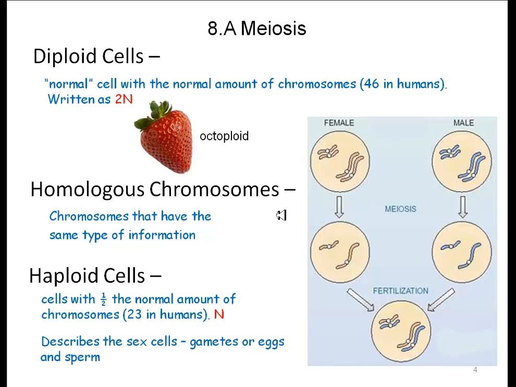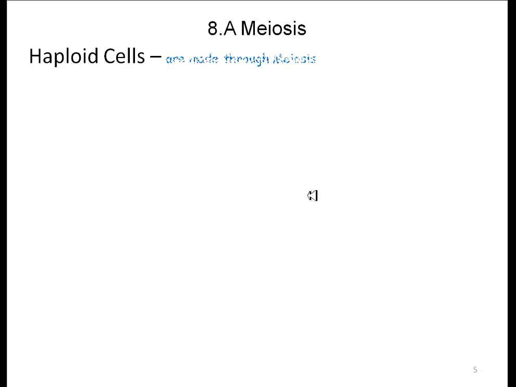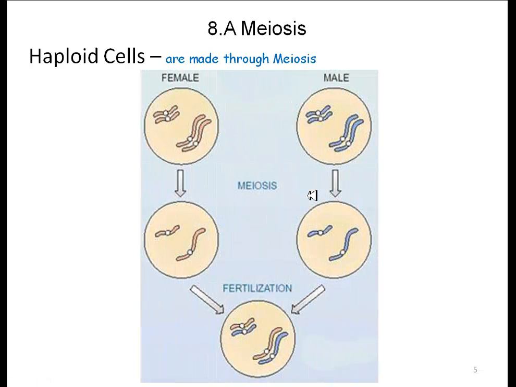And haploids are half of this, where we actually get half the chromosomes of a normal creature, which is also called N. In this case, it would be 23 for humans. And this describes sex cells, eggs and sperm. Haploid cells are made through meiosis. So here you see meiosis, and we have two sets of it. These are diploid cells. We break those into single sets, which we call haploid cells, and then we get fertilization, where we go back to diploid.